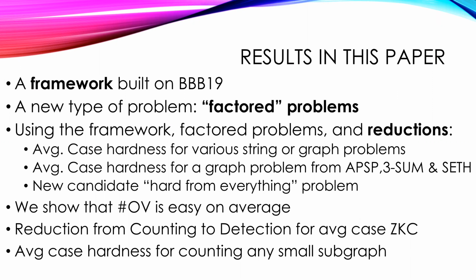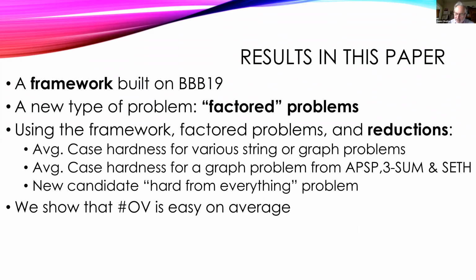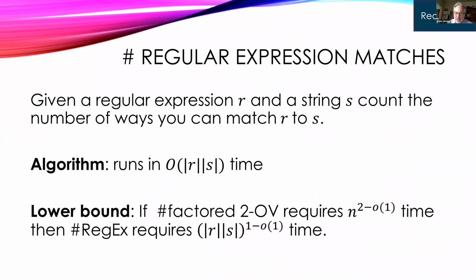Sorry, go ahead, Danny. I had a question about what you said about the regular expression match problem. You said it was R times S, the length of the regular expression times the length of S. That was the best known bound, but can't you pre-process the regular expression into a finite state machine and then do it in, I guess, exponential in the size of R, but then linear in S? So it's 2 to the R plus S, isn't that right?